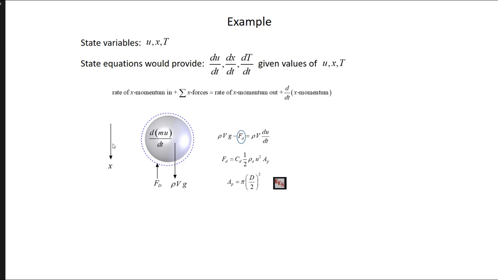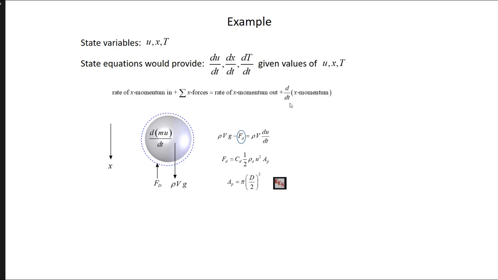So now I have to think about x forces. I'm going to define x as being down in the direction of gravity. That's the direction the droplet was injected. So the forces on this thing include the gravity force, right? Gravity is pulling it down. That's in the positive x direction. And there's a drag force that's actually trying to push it up, right? There's a drag force that's opposing that motion. So that's in the negative x direction. So those are my x forces.